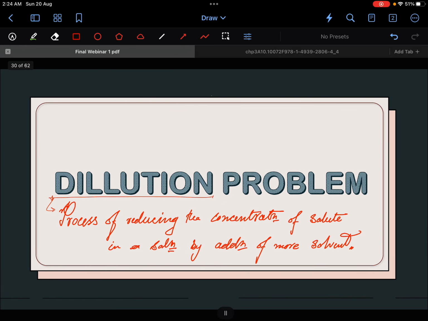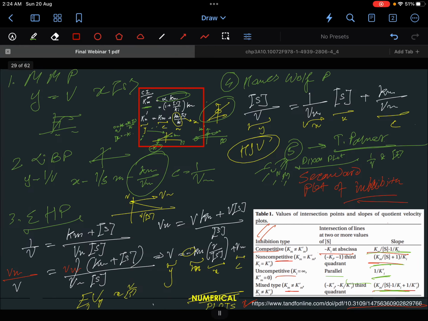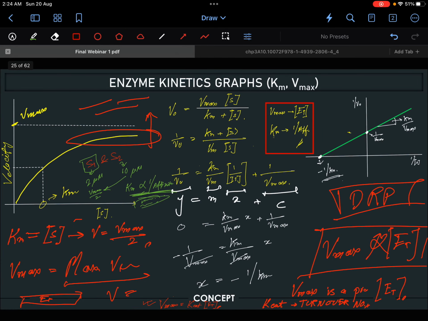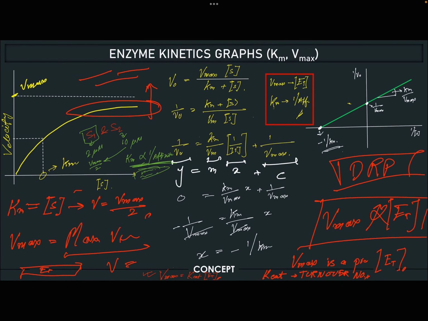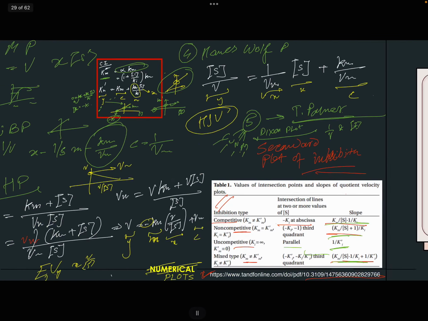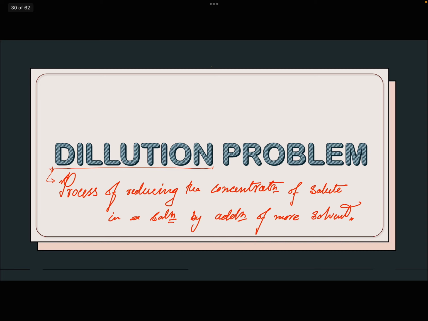Okay. So I think that we are done with enzyme kinetics. बहुत लंबा चल गया ये, चलो सही है. Like as I said, we should spend a day on this. Okay, so enzyme kinetics is done. Let's take a deep breath, and dilution problem is the last topic of today and it is really simple though.